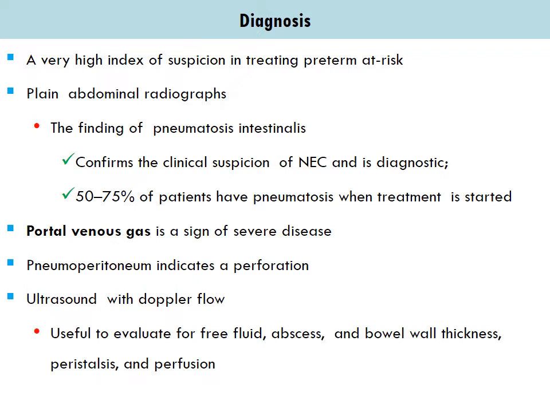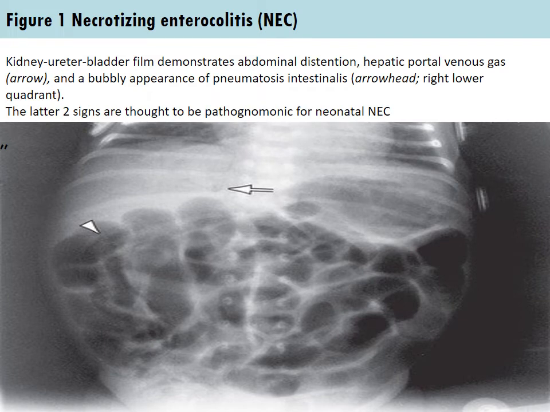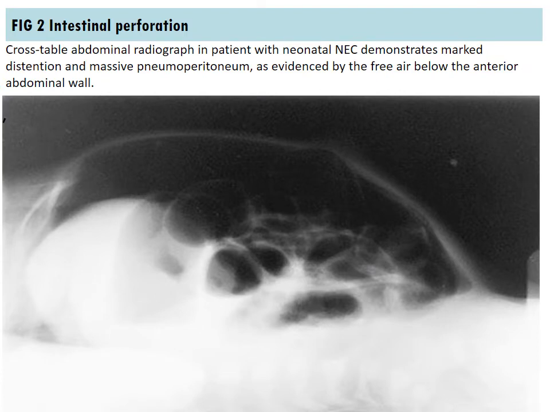Ultrasound with Doppler flow assessment may be useful to evaluate for free fluid, abscess, bowel wall thickness, and peristalsis. Figure showing necrotizing enterocolitis: a KUB film demonstrates abdominal distension, hepatic portal venous gas, arrow, and a bubbly appearance of pneumatosis intestinalis, arrowhead, right lower quadrant. The latter two signs are pathognomonic of neonatal necrotizing enterocolitis. Figure showing intestinal perforation.